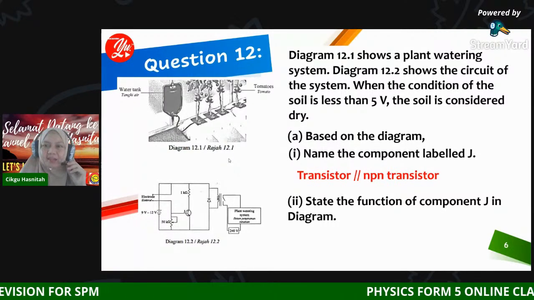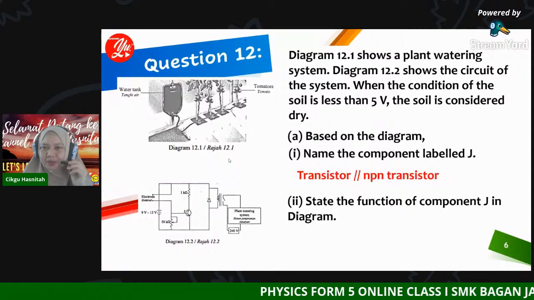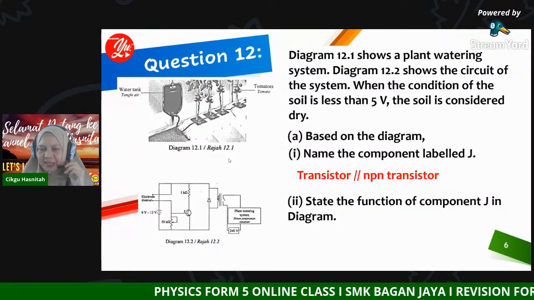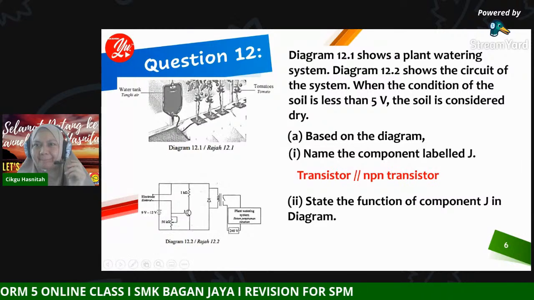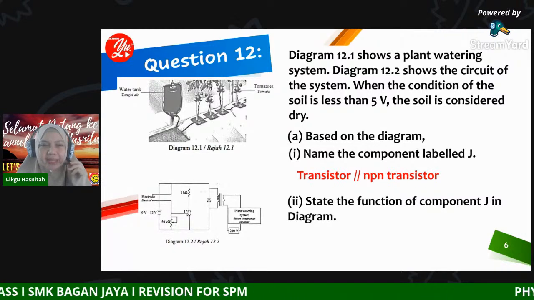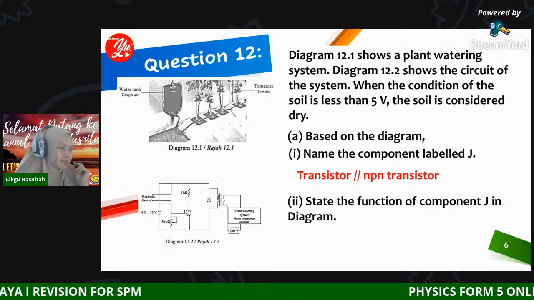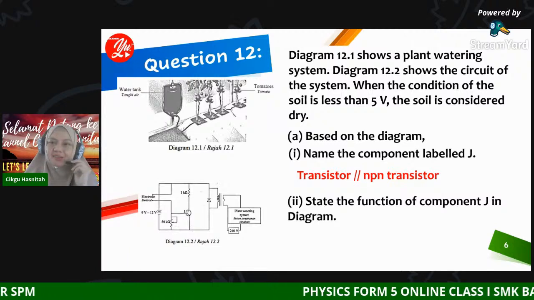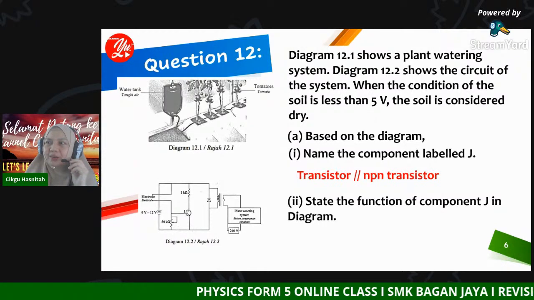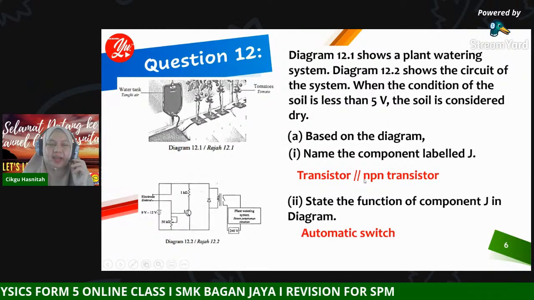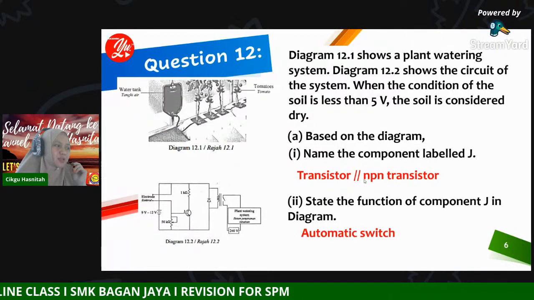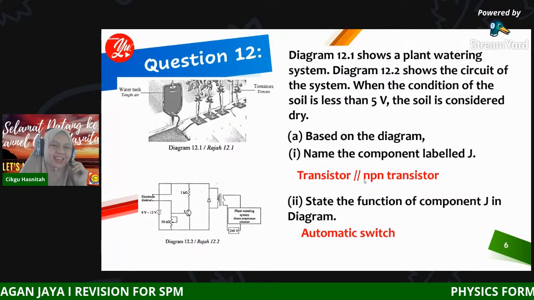It is act direction of current. What do you mean? OSAS 01. Who is this OSAS 01? Can you identify yourself? OSAS 01. What is the function of component J? Component J is used as an automatic switch. Oh, Wei Liang. Okay, sorry.